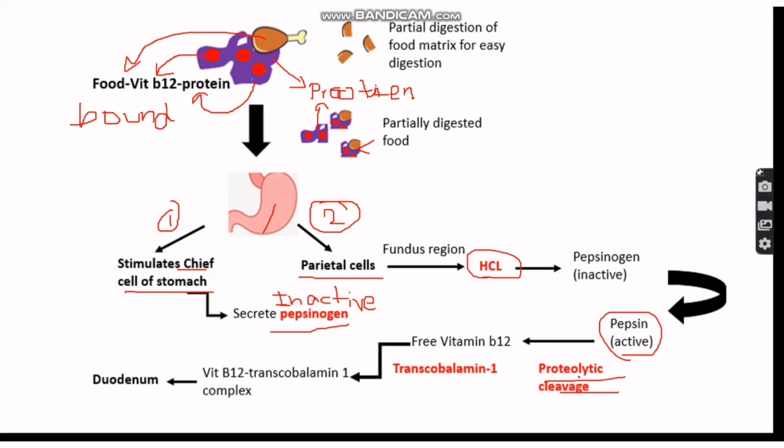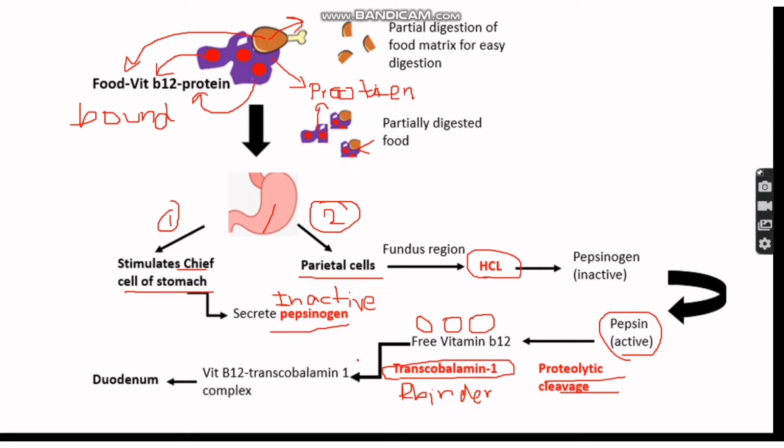As I told you, partial digestion of food occurs in the mouth as well as the stomach. The protein will be totally digested by proteolytic cleavage in the stomach by pepsin. So vitamin B12 will now be free, and then this vitamin B12 needs a carrier protein to transfer it from the stomach to the intestine where it is going to be absorbed. So free vitamin B12 will bind to the transcobalamin 1 receptor that we have just discussed. It is also known as R binder or haptocorrin.